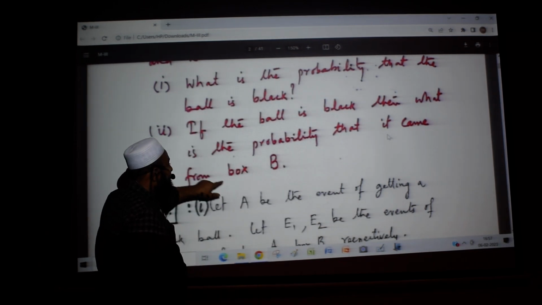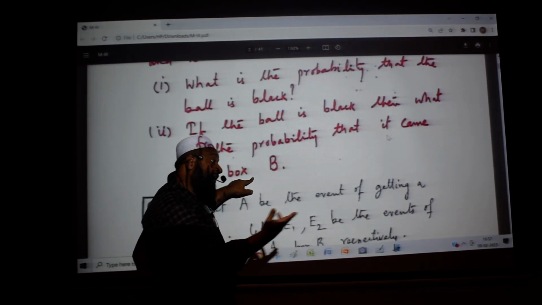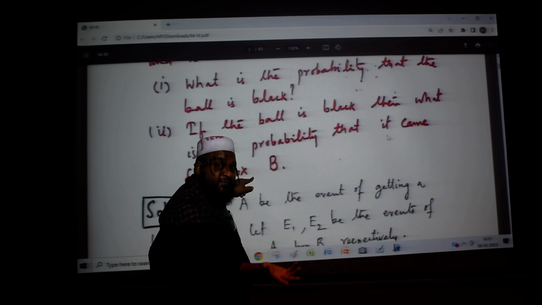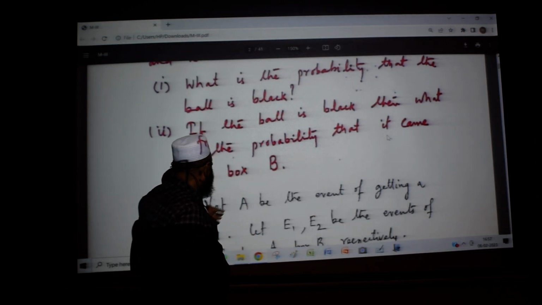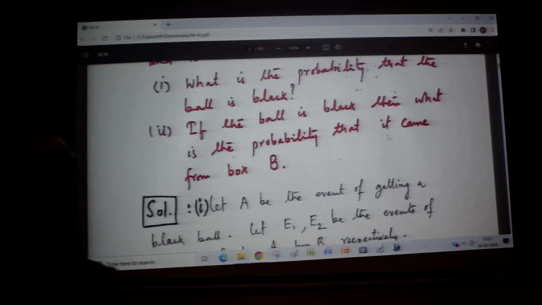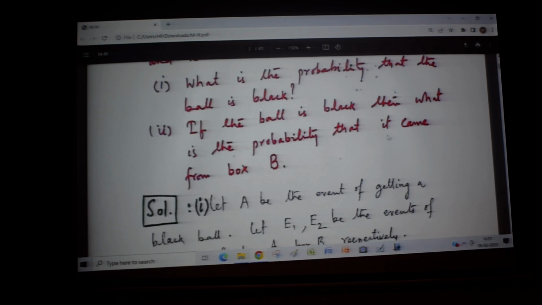It might have come from box A, it might have come from box B. What is the probability that it came from box B? That probability also we are going to calculate. Now we are going for the solution of that.